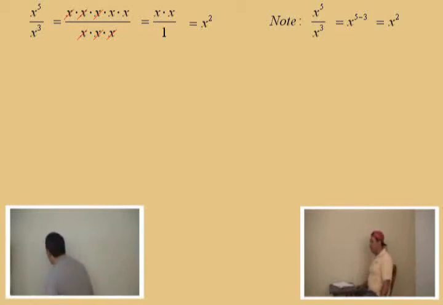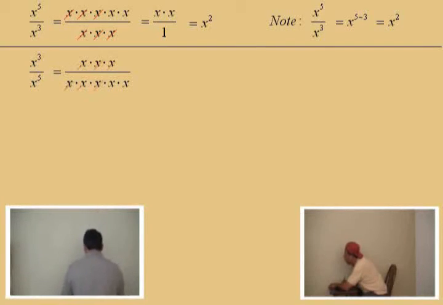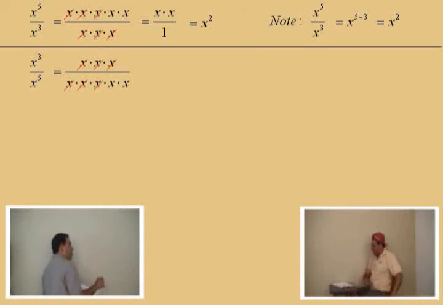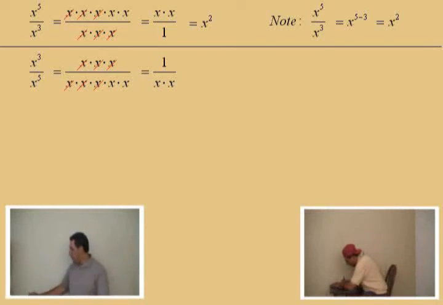Okay, so let's look at another problem, Charlie. How many x's on top? 3. That's right. How many on the bottom? 5. Okay, so let's write it out. x times x times x on the top, and on the bottom, x times x times x times x times x. We'll cancel 3 x's on top with 3 x's on the bottom, leaving you with what, Charlie? How many x's are on the bottom here? 2. There's 2 left over. And what do we put on the top? A 1. A 1. Very nice, Charlie. And so, what is our answer, Charlie? 1 over x squared. Very nice, Charlie.